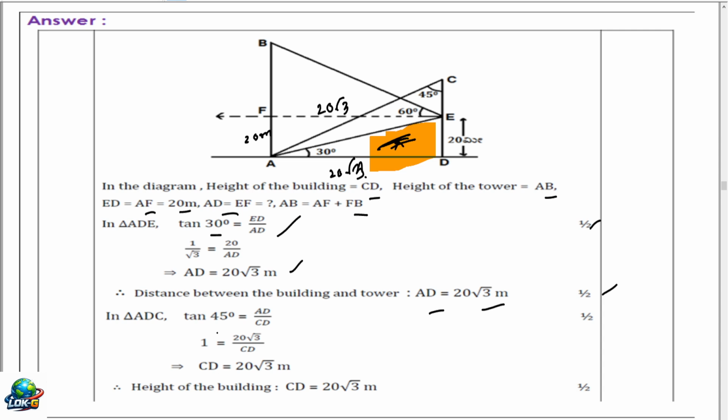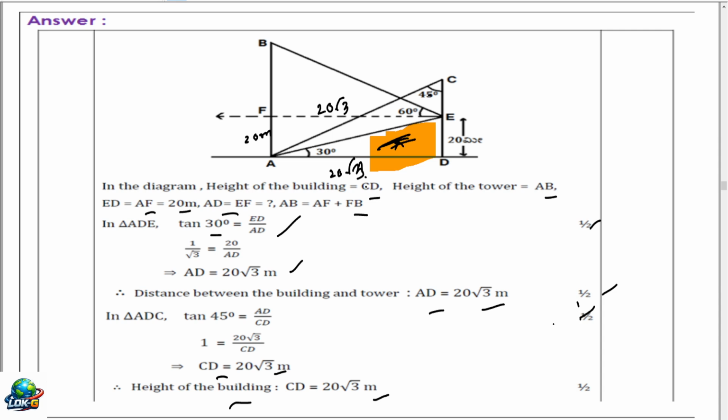Then in triangle ADC, observe this triangle ADC. What is tan 45? Opposite upon adjacent. Opposite is AD, upon adjacent is CD. Are you getting me? Tan 45 is 1. 20 root 3 is equal to CD. CD is equal to 20 root 3. Yes. Another problem is solved. Height of the building is 20 root 3.